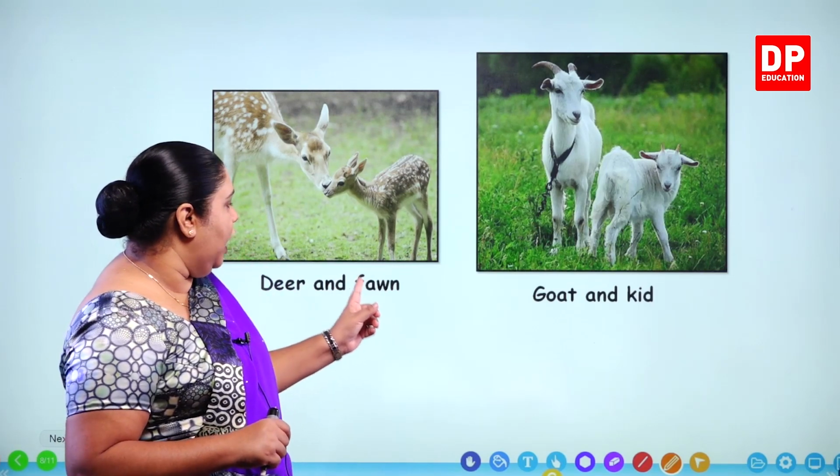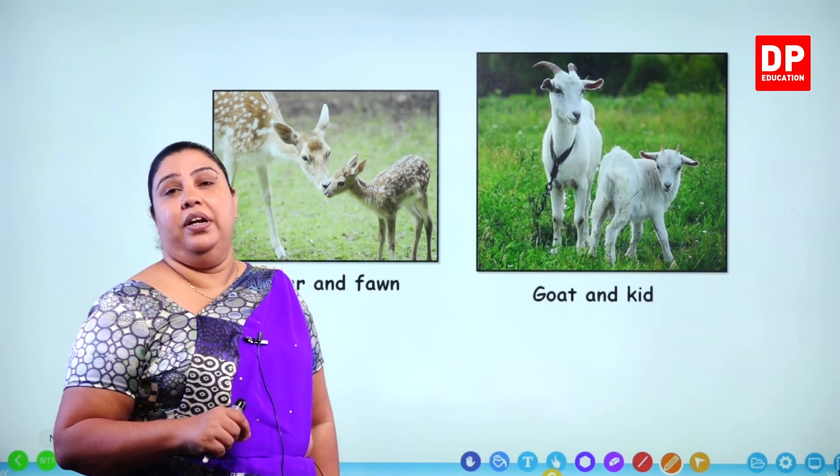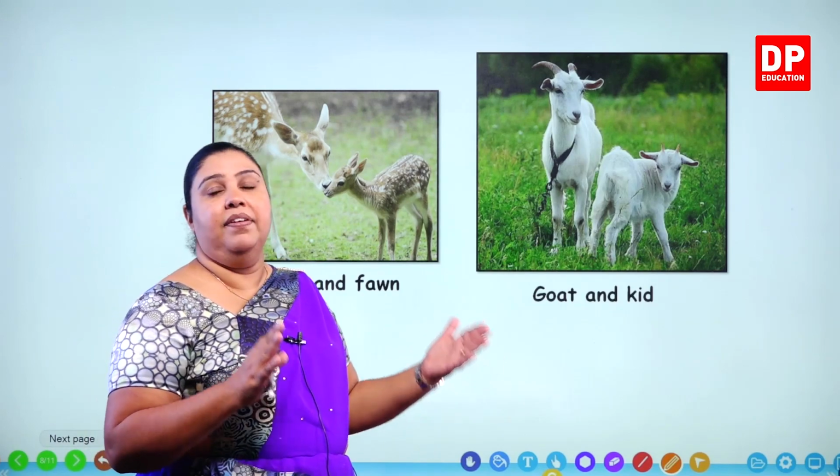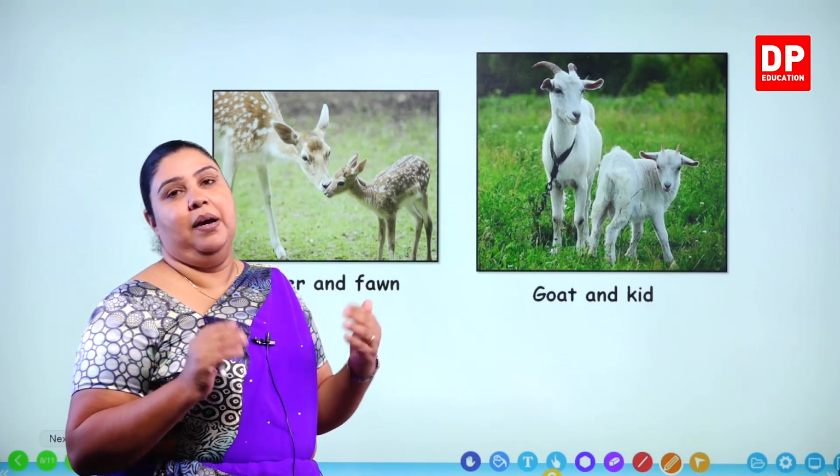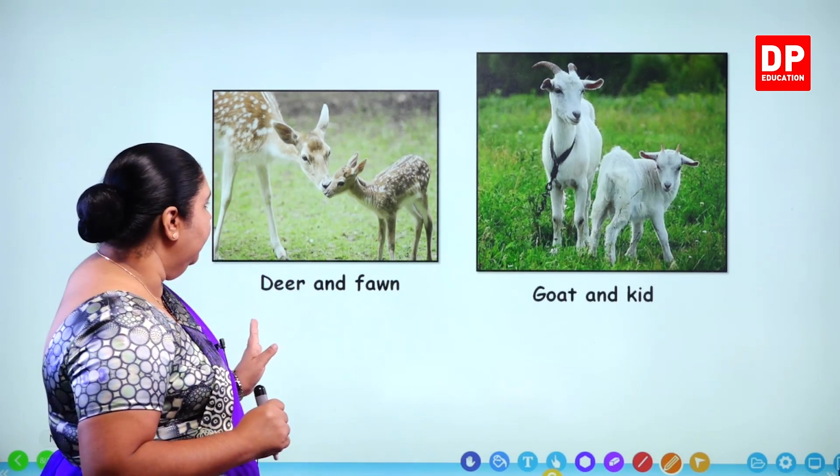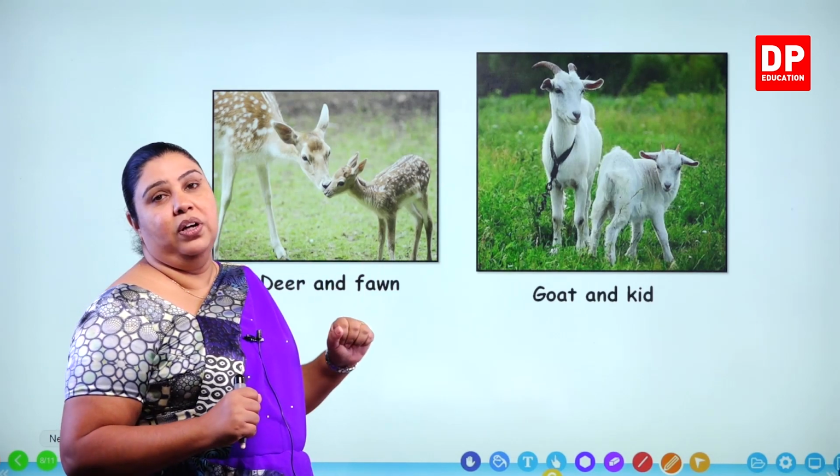F-A-W-N, fawn. So the deer and the baby deer is called the fawn.